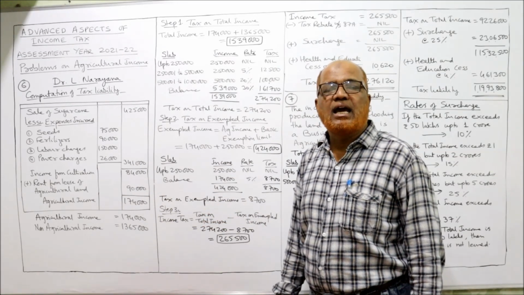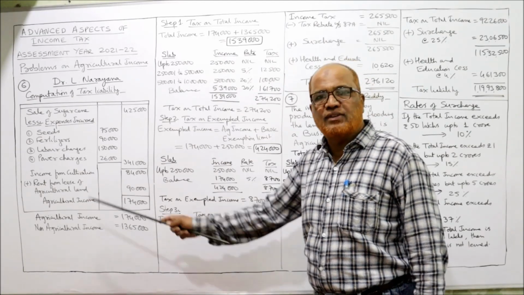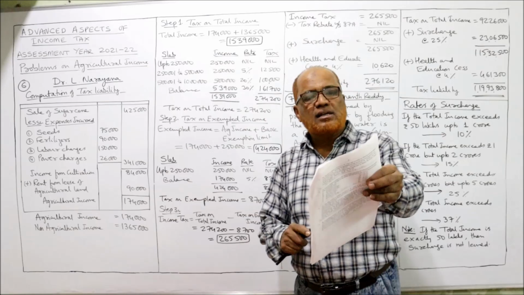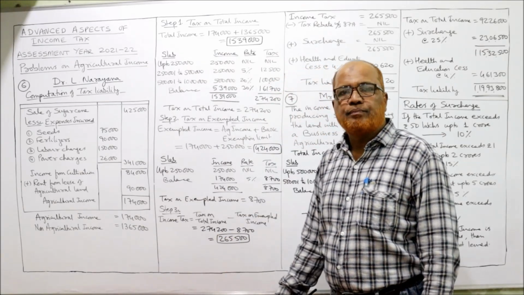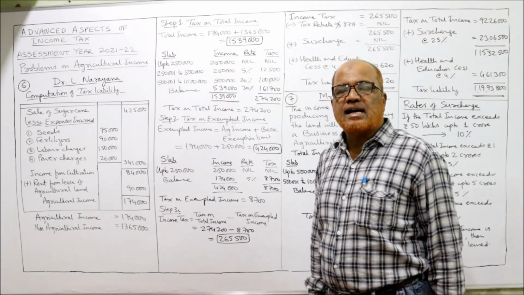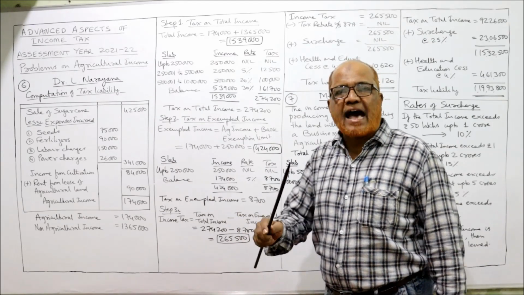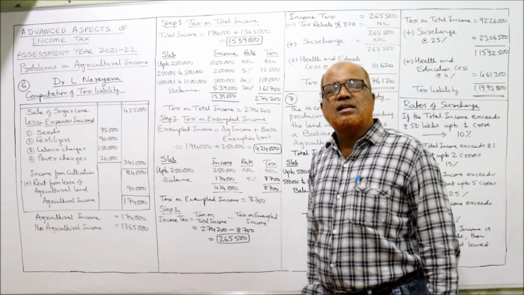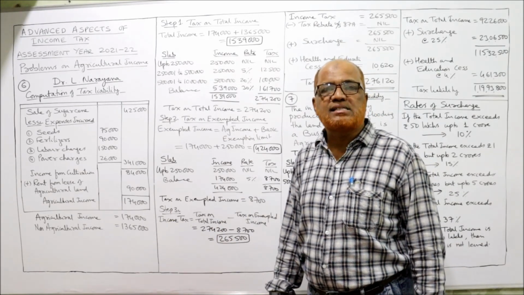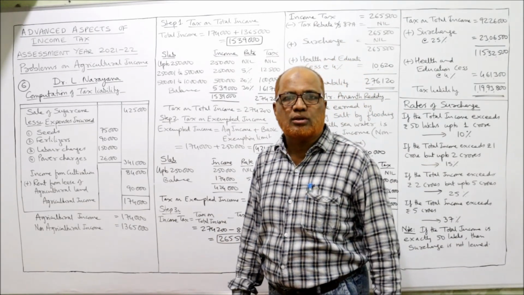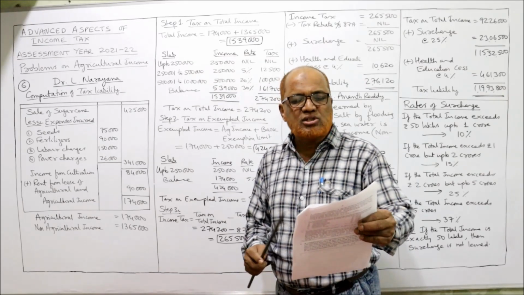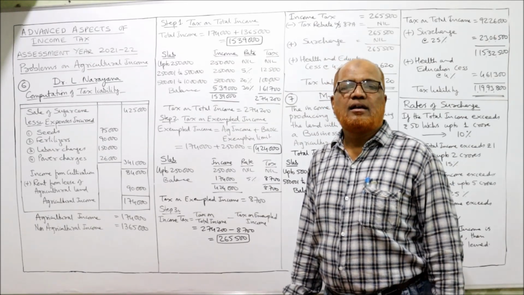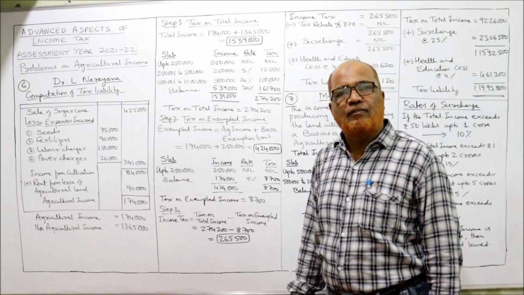1,74,000 is the agricultural income of this SSC. So agricultural income is 1,74,000 and non-agricultural income is 13,65,000, as given in the problem. Now the conditions are satisfied for clubbing because his agricultural income is more than 5,000 and non-agricultural income is more than the basic exemption limit of 2,50,000. Here the age is not given, so we assume the SSC is a non-senior citizen. So the basic exemption limit is 2,50,000.